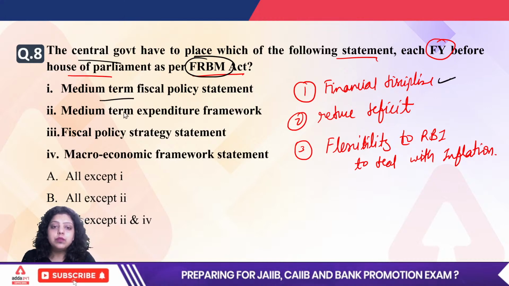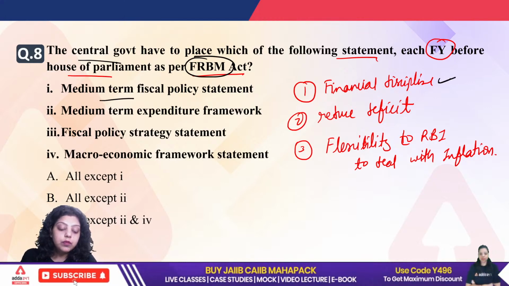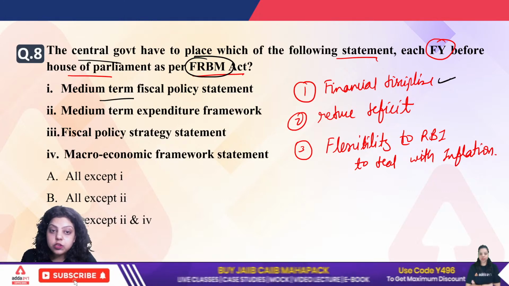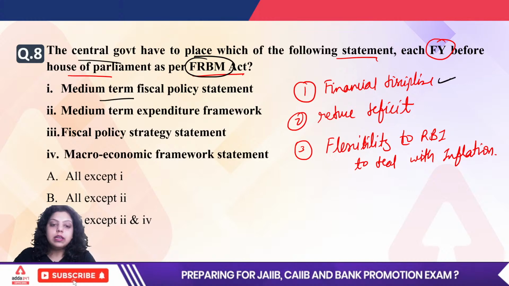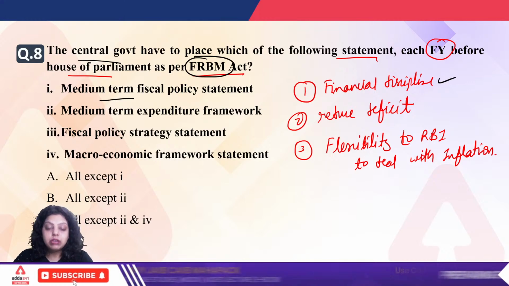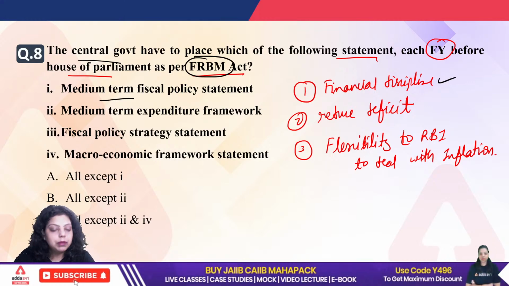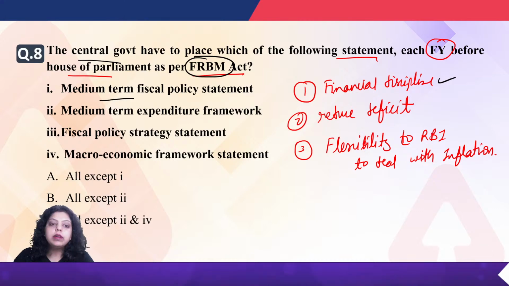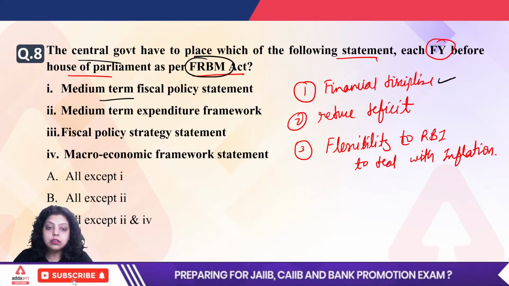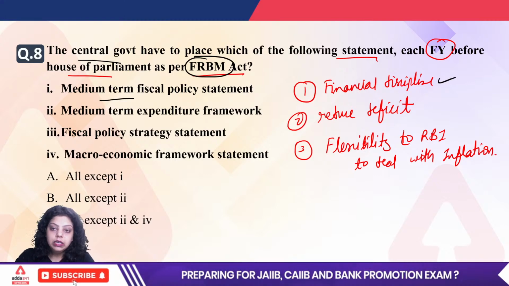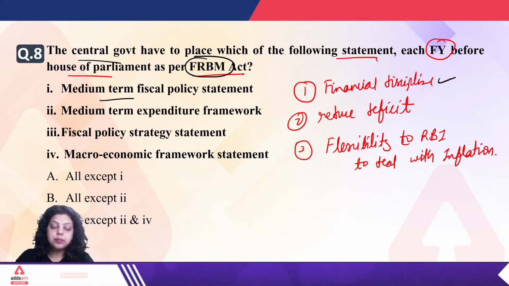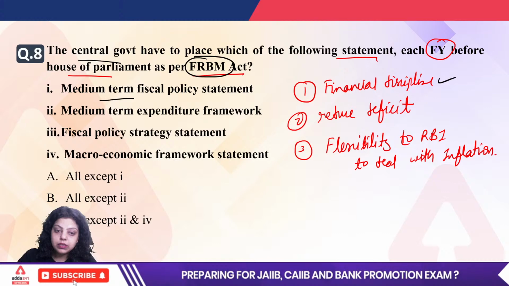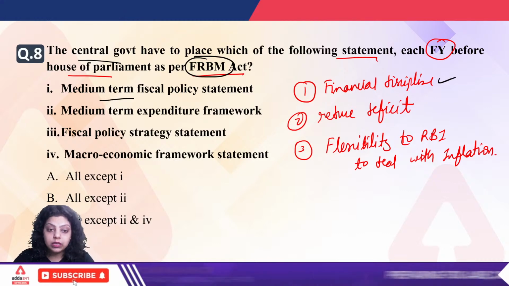In the medium term fiscal policy statement, the government of India has to give information related to what targets we are taking related to the budget, and what our objectives are when we are presenting the budget for the current financial year. As we know, whenever the government of India presents the budget, it gives data on what fiscal deficit we are targeting, what revenue deficit we are targeting, how much revenue we will generate, and how much expenditure we are going to do in the financial year.